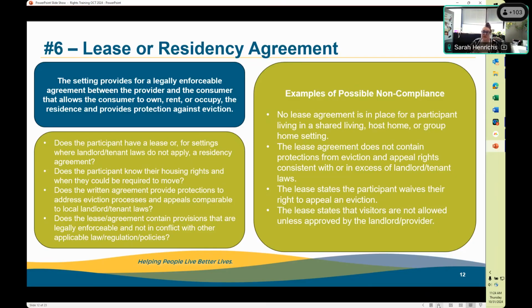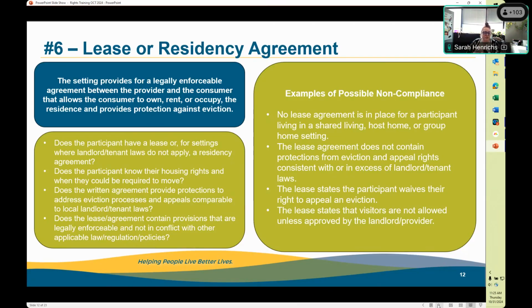But I have linked at the end of this a resource from Legal Aid of Nebraska that goes over and explains landlord-tenant laws in Nebraska. It has information about when you should contact a lawyer and different things like that. It's a resource that's out there publicly that you can share with participants if you think that they're encountering a situation where a provider as their landlord is not being respectful of their rights or they're being treated unfairly.